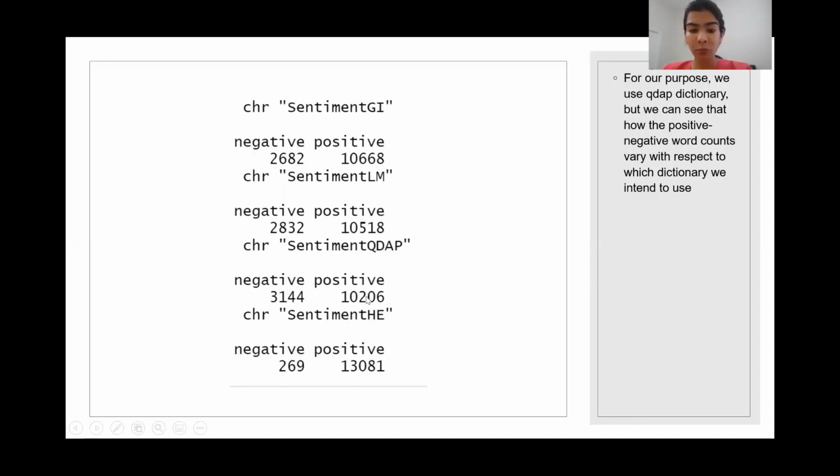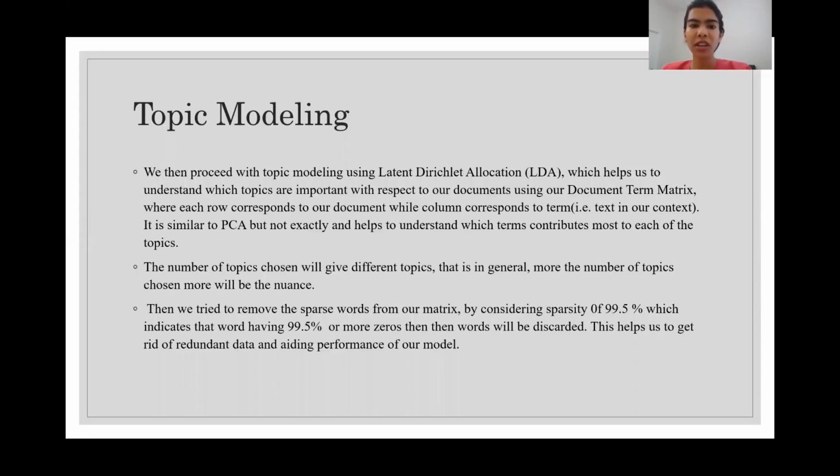But to much surprise, the dictionary HE, which is also a financial dictionary, has the least count of negative words, that is 269, and the highest count of positive words, that is 13,081. Then once the dictionaries and the analysis were done, the most important and fascinating part was to understand what topic modeling is. Topic modeling is a modeling technique which helps us understand how the documents are related or how the documents actually reflect our topics.